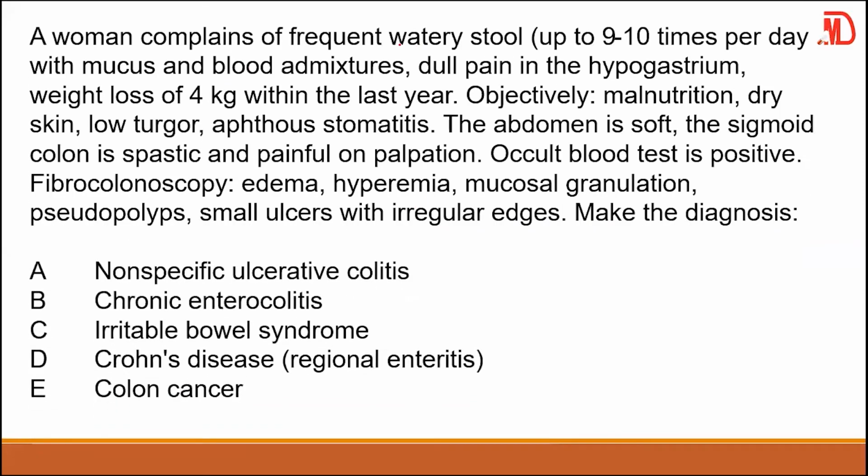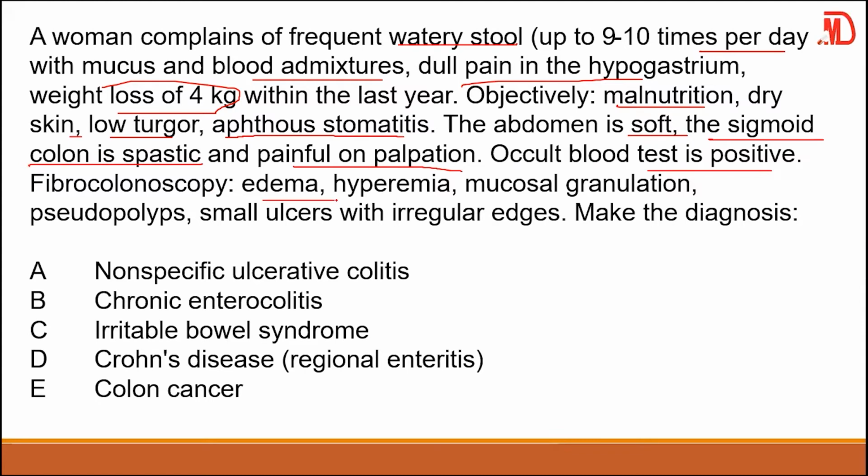A woman complains of frequent watery stool 9 to 10 times per day with mucus and blood admixtures, dull pain in the hypogastrium. Weight loss, guys, look, weight loss is there. 4 kg within the last year. Objectively, there's malnutrition, dry skin, aphthous stomatitis. Abdomen is soft, the sigmoid colon, guys, look, the sigmoid colon is spastic and painful on palpation. Occult blood test is positive.